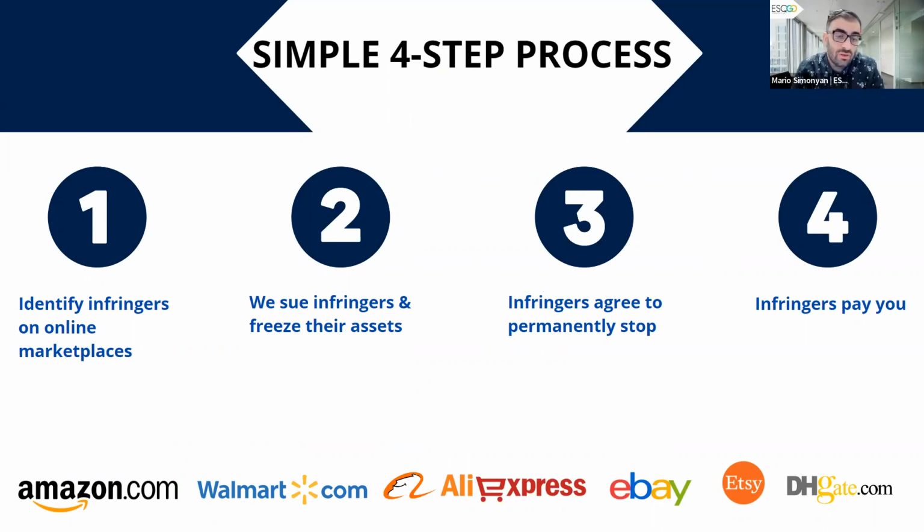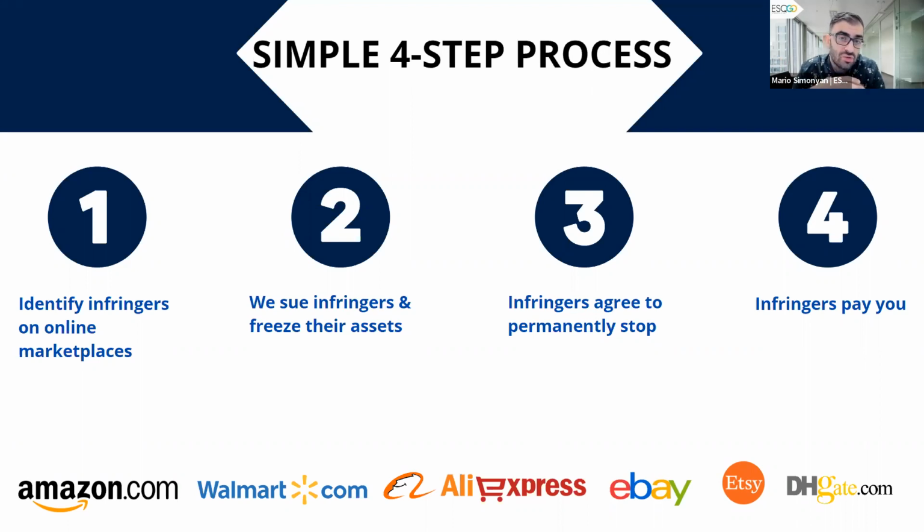Next thing we'll do is file the lawsuit. So we sue them and we freeze their assets. We freeze their assets by getting a temporary restraining order followed by a preliminary injunction. I'm not going to bore you with the details, right? But we're able to freeze their assets that they have at Amazon, their payouts, right, that they have at Amazon. Amazon pays out every 2 weeks or so, and the other marketplaces are very similar.